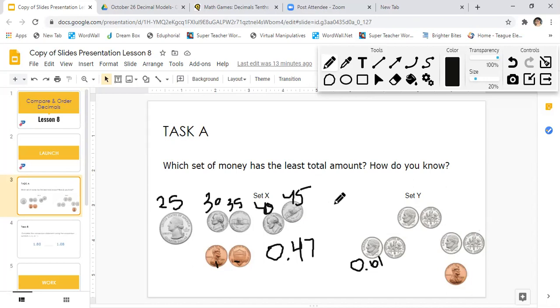So what do you think? Would you rather have 47 cents in your wallet, or would you rather have 61 cents in your wallet? 61 cents, right? Has a greater value.